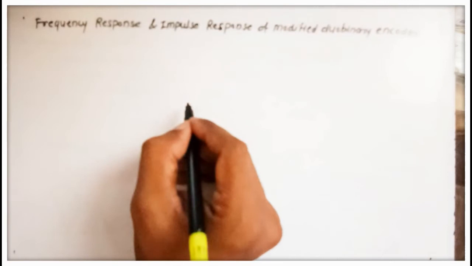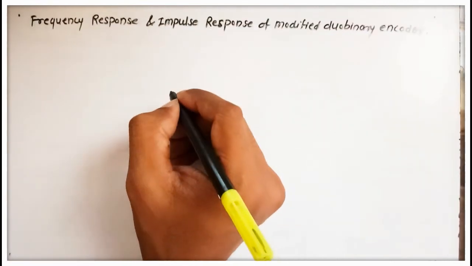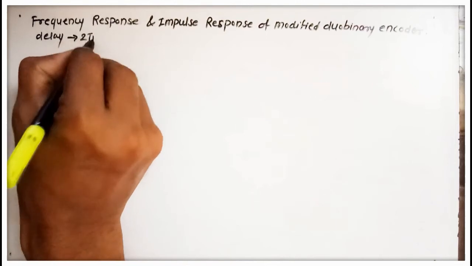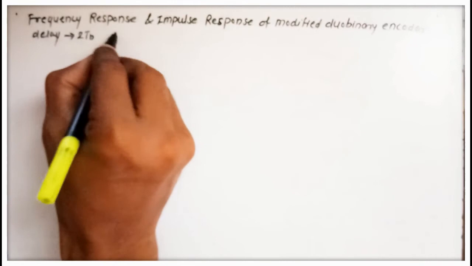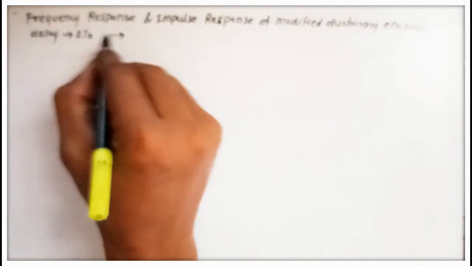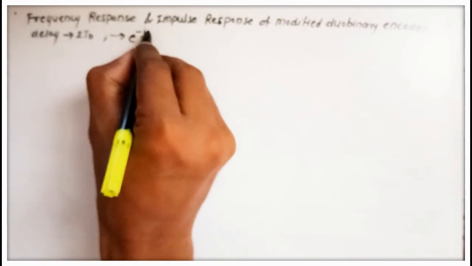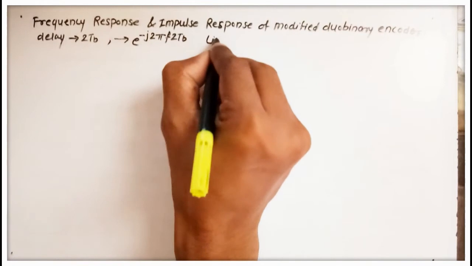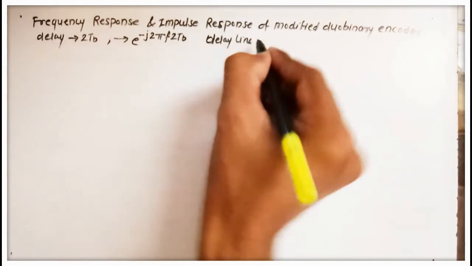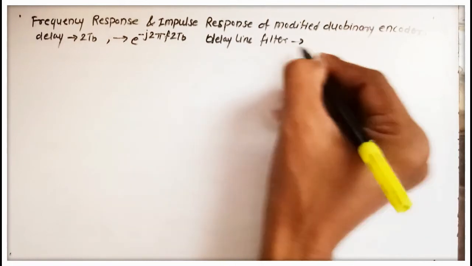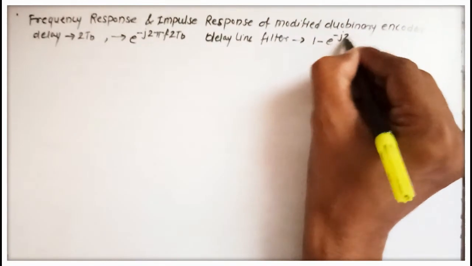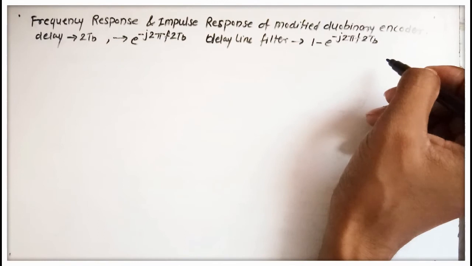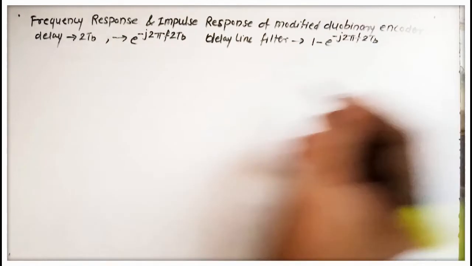Now we know that a modified Duobinary encoder has a delay element of 2Tb, and therefore the frequency response of this delay element is e raised to power minus j 2 pi f into 2Tb, and the frequency response of the delay line filter can be written as 1 minus e raised to power minus j 2 pi f into twice Tb.